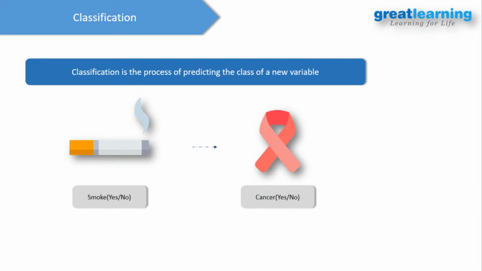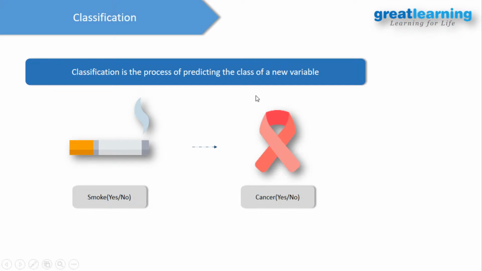So classification is the process of predicting the class of a new variable. And here we have another good example. We are trying to classify whether a patient has cancer or not on the basis of whether he smokes. Here, whether the person smokes or not will be your independent variable, and whether the person has cancer or not will be your dependent variable. And on the basis of this, I am trying to understand whether this person has cancer or not.